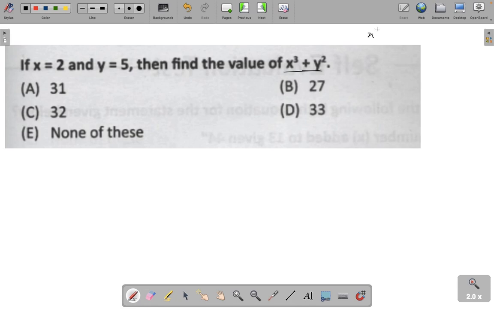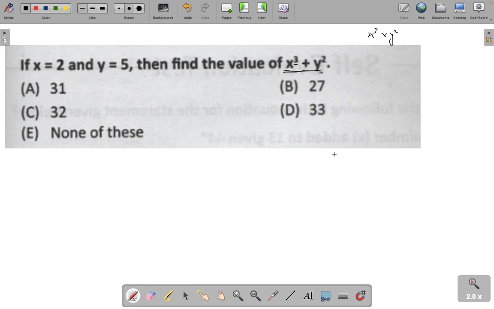See, the degree will be 5 when these two terms are multiplied. So when you have x cube times y square, then the degree will be 5. But since they are added together, they are two separate terms and the degrees are separate. So the degree here will be 3 only, not 5.